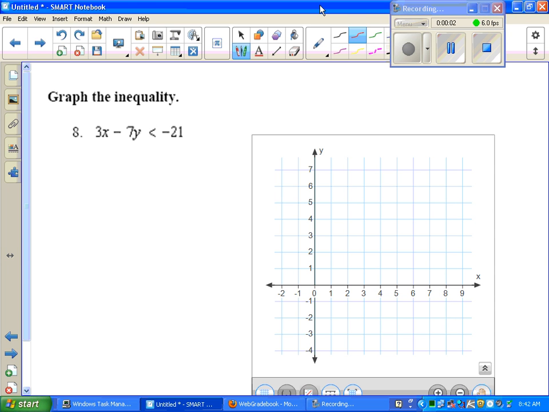This is spring test number 7, from sections 7-1 through 7-6. This is part 2. We're picking up on number 8. We have to graph the inequality 3x minus 7y is less than negative 21.